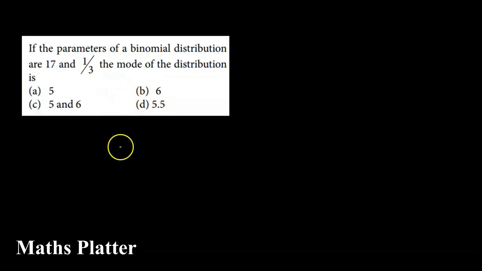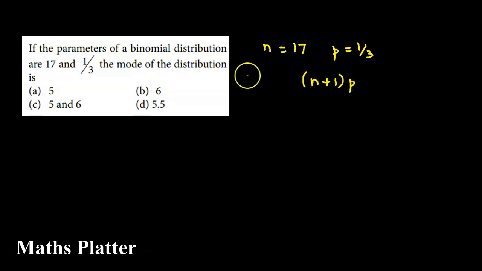If the parameters of binomial distribution are 17 and 1 by 3, then the mode of distribution is. अब यहाँ पे n की वैल्यू दी है 17 and p है 1 by 3. अब मोड ढूंढने के लिए we calculate n plus 1 into p. अब suppose इस quantity को we name it as k. So let k be equal to n plus 1 into p.